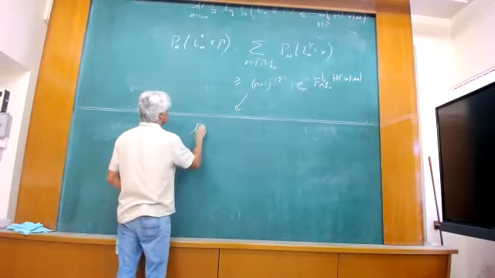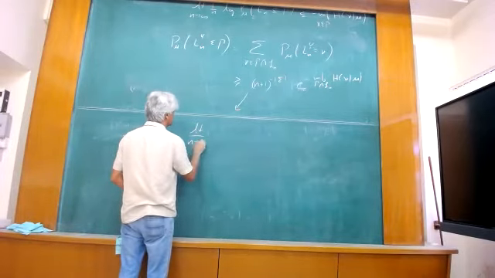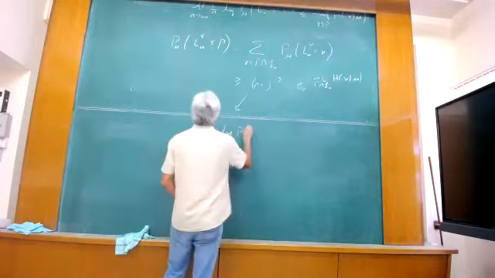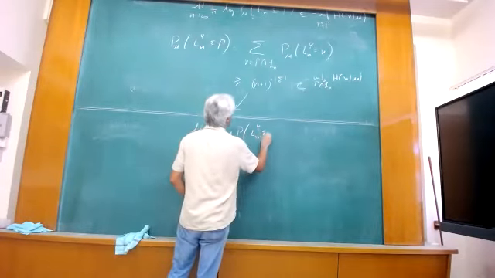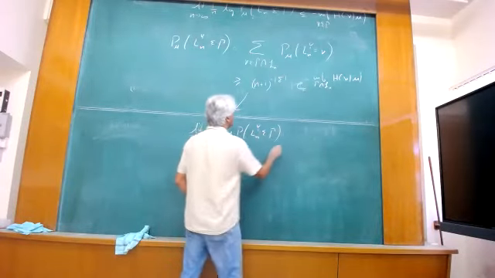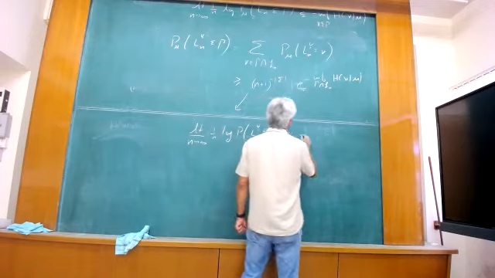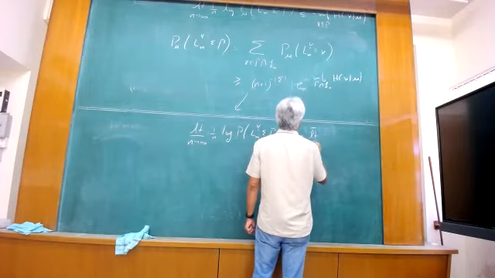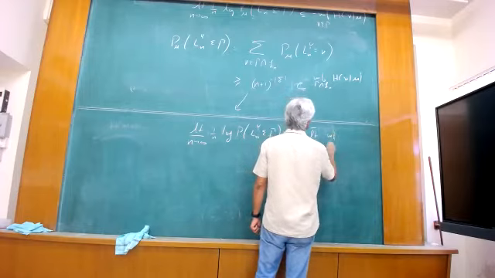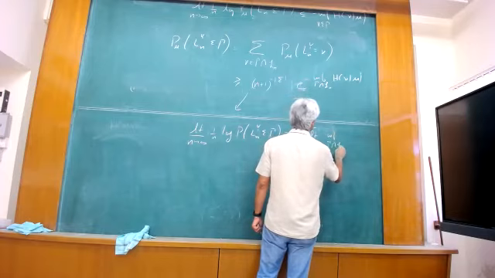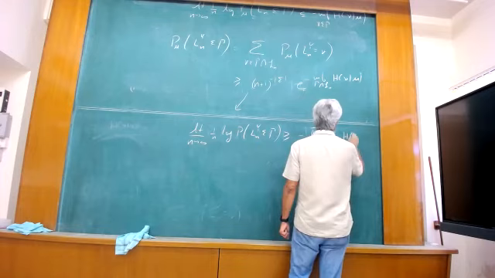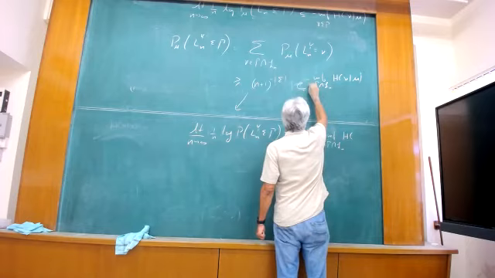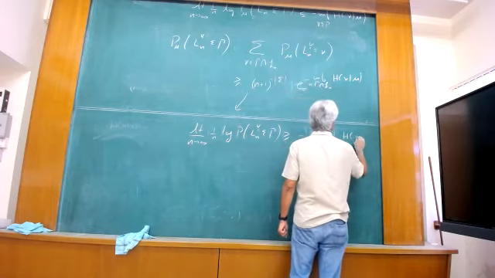So this tells us that lim inf as n goes to infinity of 1 by n log of ... is greater than or equal to minus lim sup as n goes to infinity ... Gamma intersection L_n ... H ... nu.